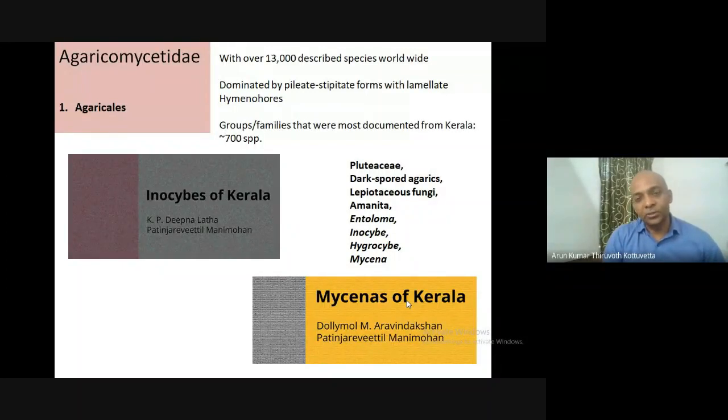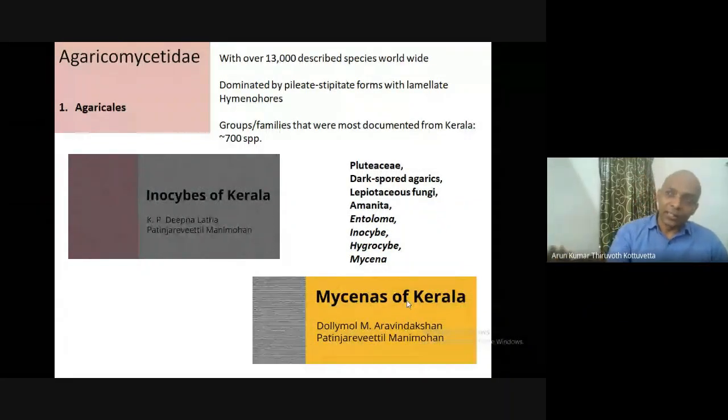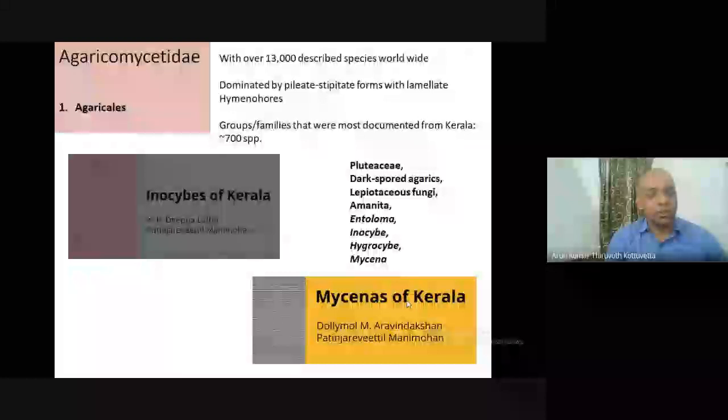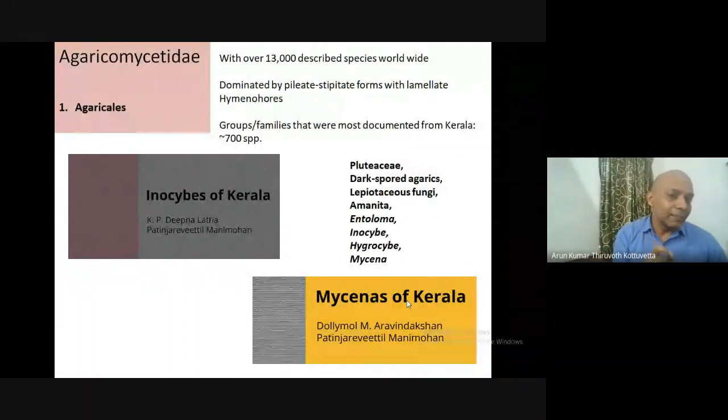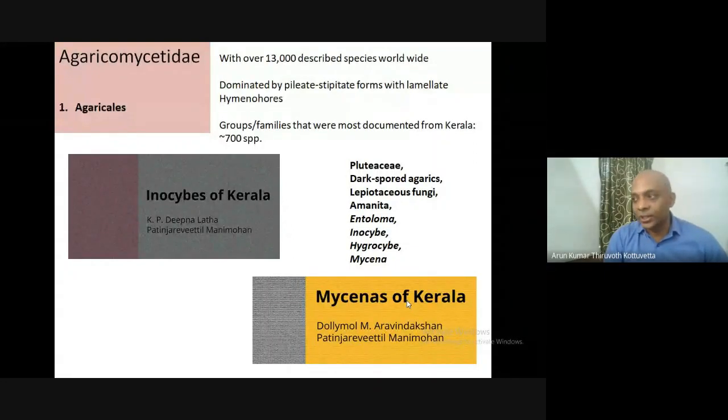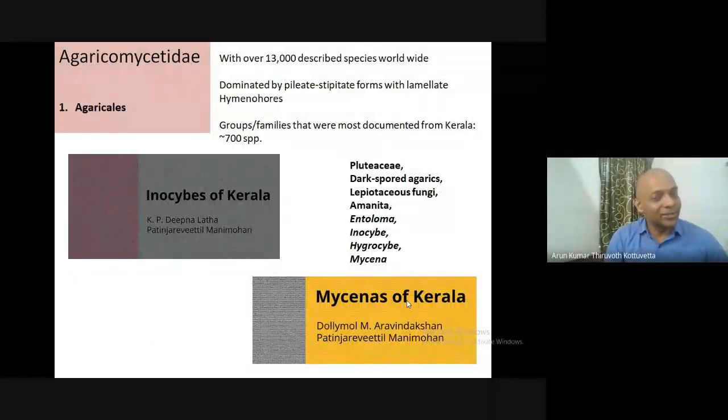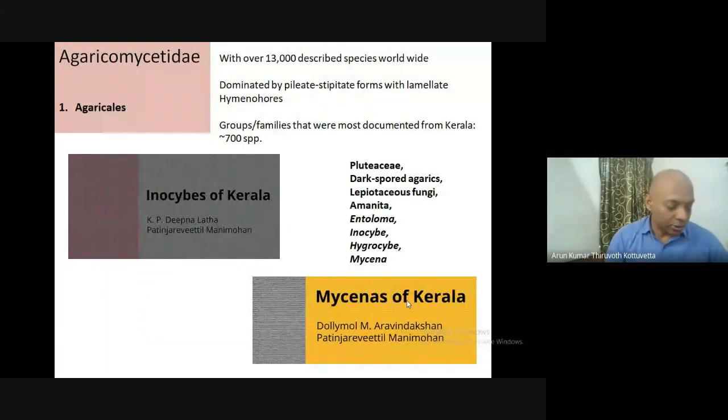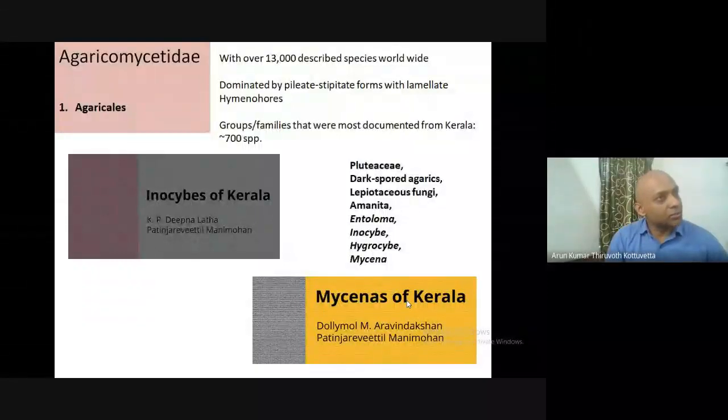In a worldwide perspective, there are around 13,000 described species, and most of these Agaricales members are dominated by pileate, stipitate forms with a gill or lamellate hymenophore. Of course, there are exceptions, and almost 700 species of Agaricales members have been reported from Kerala. Some of the thoroughly studied groups are the Pluteaceae, studied by Professor Dr. C.K. Pradeep. Then there are the dark-spored agarics, studied by Gracious Thomas and Professor Manimohan from Calicut University. Then there are the Lepiotaceous fungi, which I studied personally.